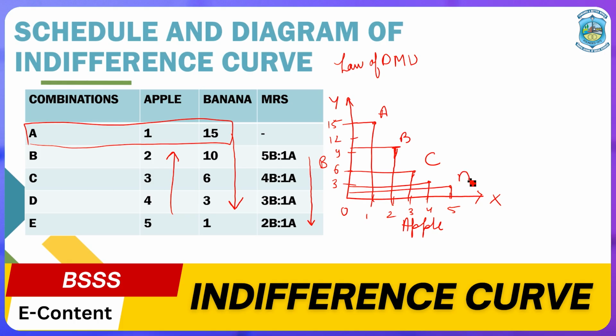banana. So we can simply conclude here that whatever combination a consumer is going to have, it will give him the same level of satisfaction. And if we try to join these points, we will get a curve something like this, which is convex in shape. I hope that these concepts are clear to you.